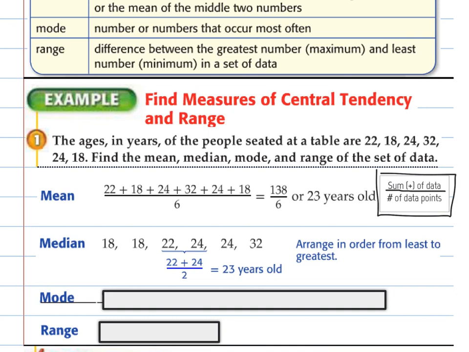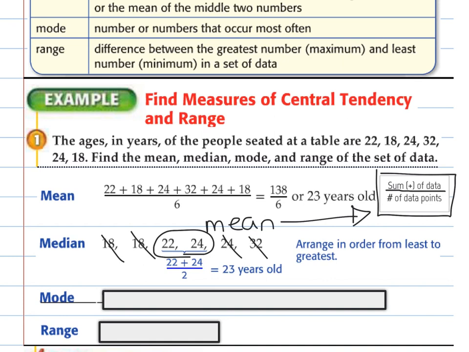Looking at that, to find the numbers in the middle, I'm going to go back and forth, crossing one off on each side. Now, if I were to cross off these two in the center, I would be left with no median. So when we have situations like this, we take these two center numbers and find the mean of the two, which again is the sum of the data points divided by the number of data points. So we take 22 plus 24 divided by 2, and we get that the median of this data is also 23 years old.